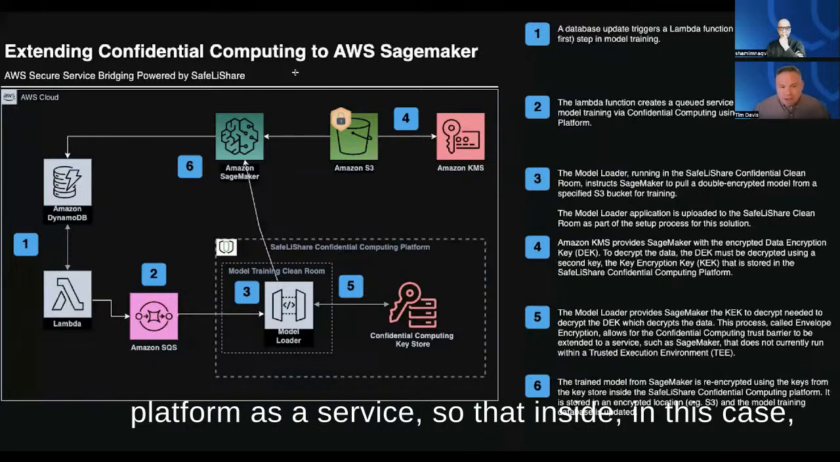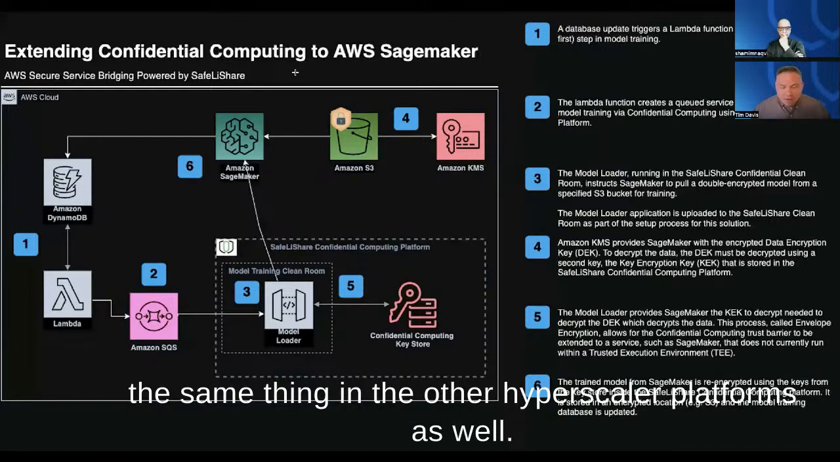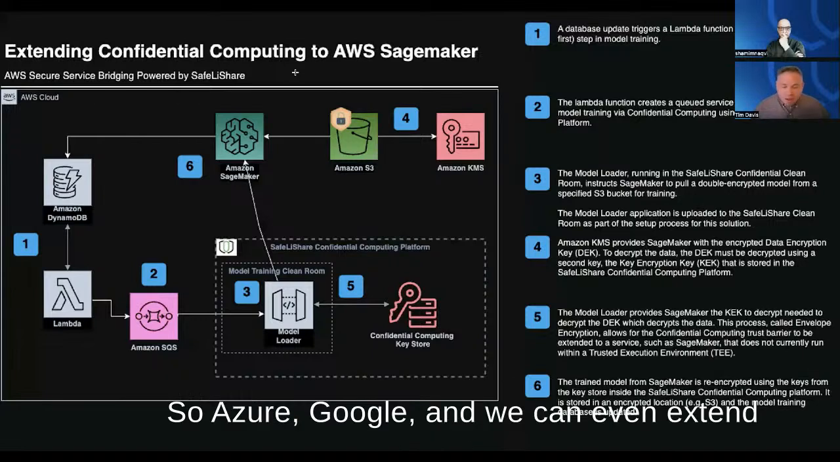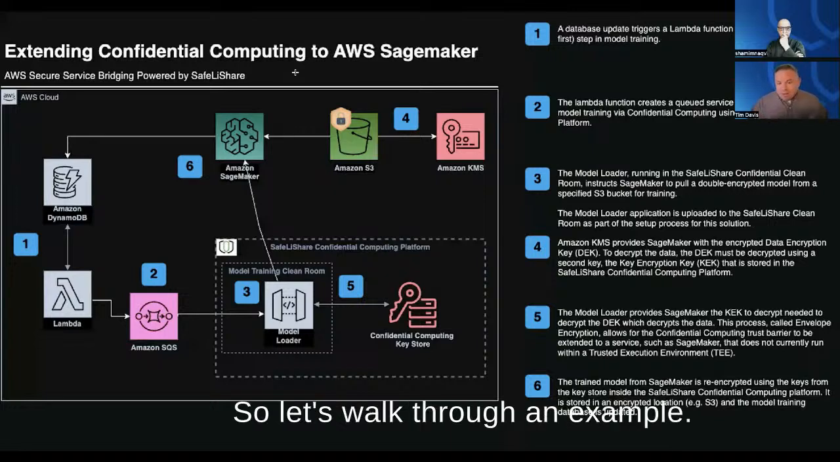So inside, in this case, we're looking at an AWS example, but we can do the same thing in the other hyperscaler platforms as well. So Azure, Google, and we can even extend this on-prem if that's something that's required for you to do as well. So let's walk through an example.